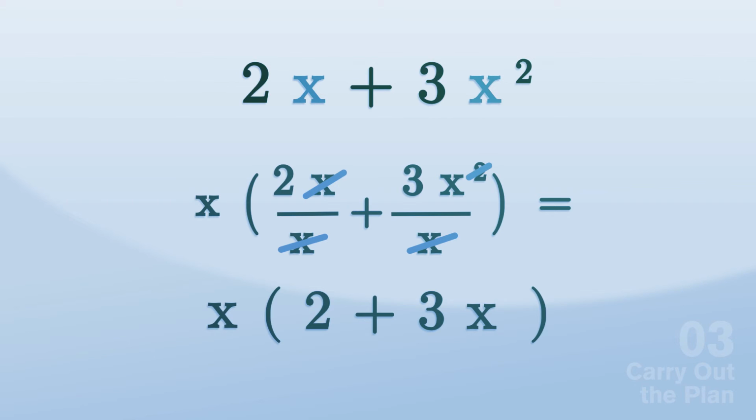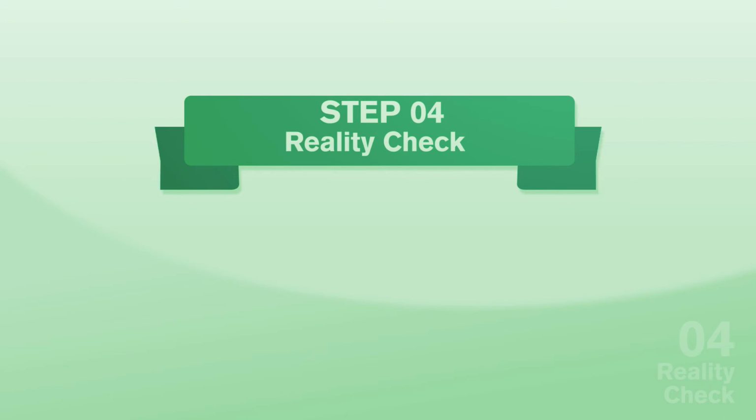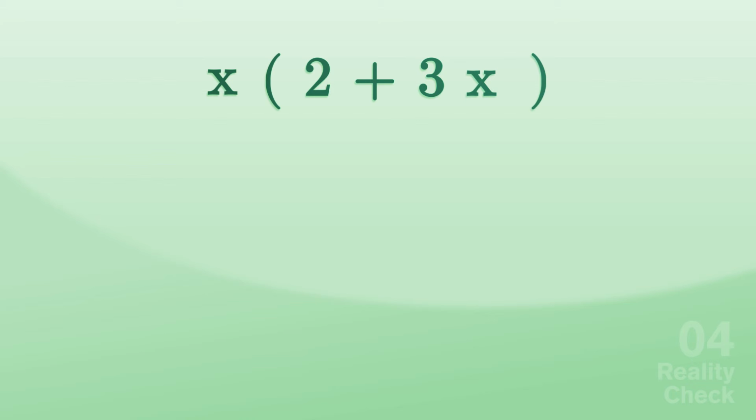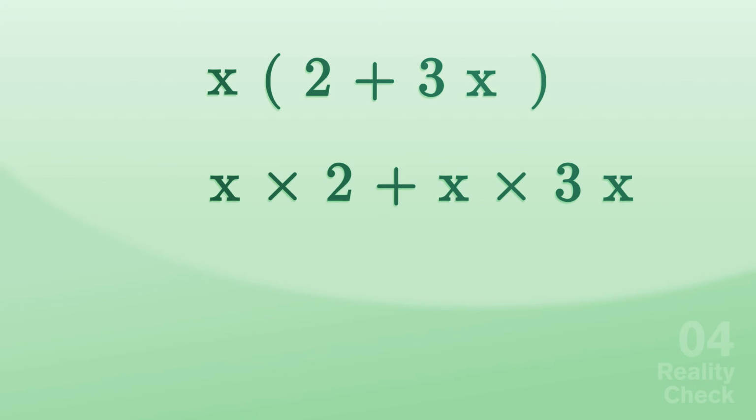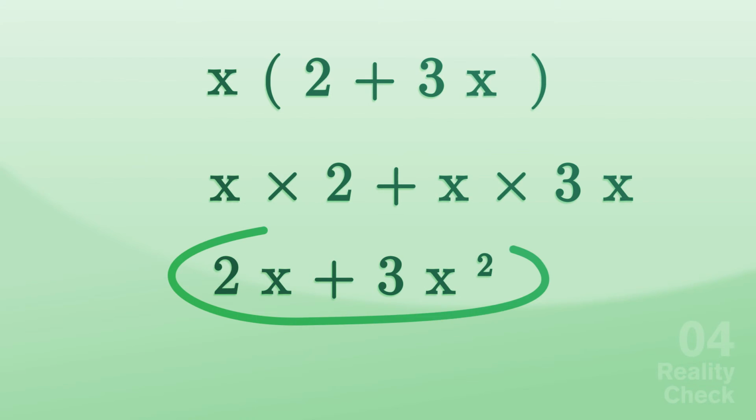But is our answer correct? We can always easily check a factorisation by expanding out the brackets. If we get back to the original answer, then it's good, because factorisation is the opposite of expansion. Let's do another example of this.